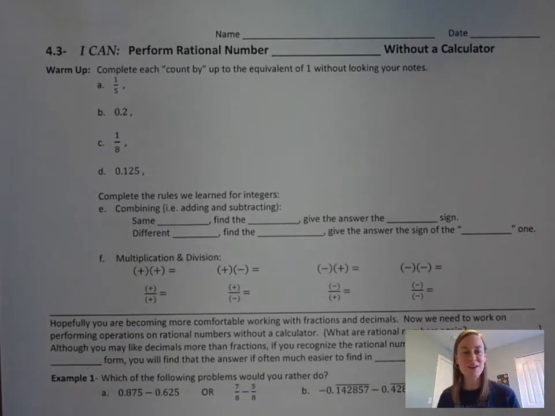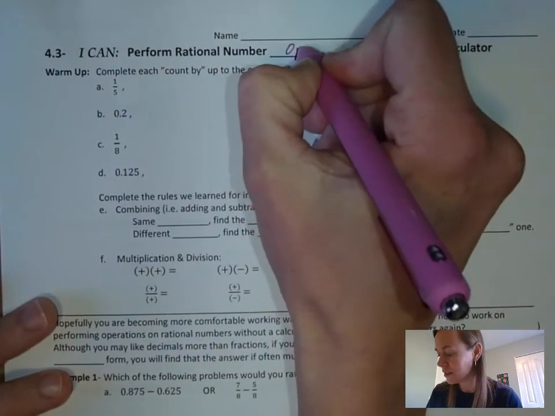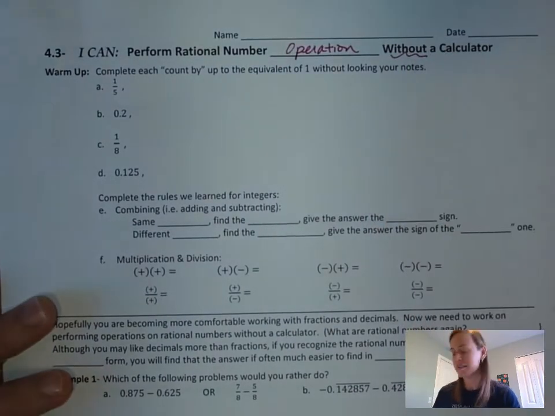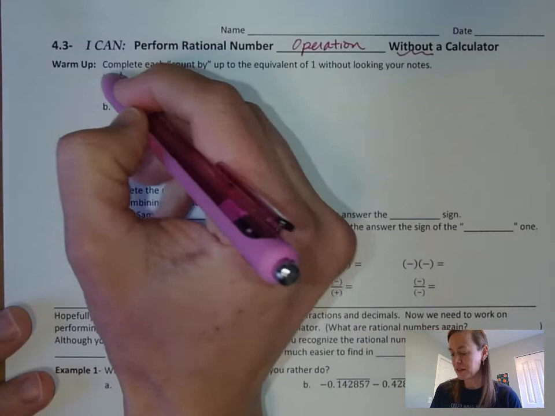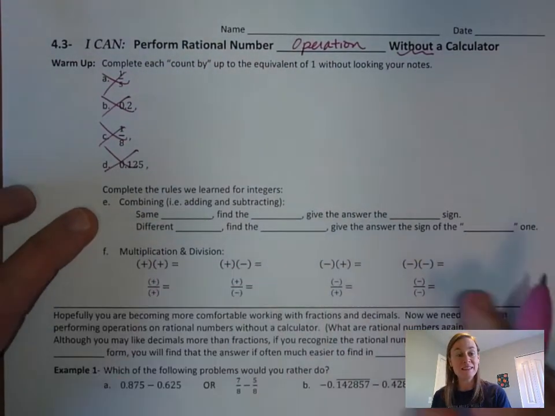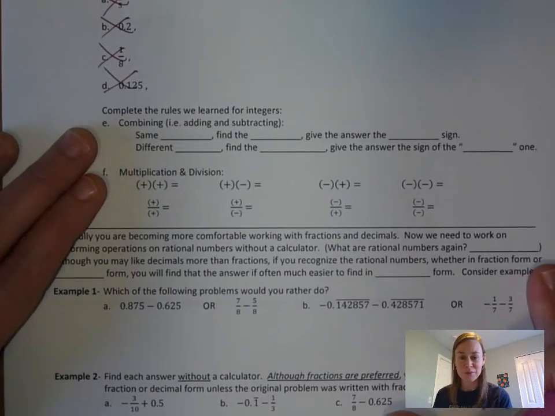Let's go ahead and get started with our I can statement. So today I can perform rational number operations without a calculator. Okay, so looking at the warm-up, we are going to skip some of these. We're going to go down to warm-up E. And this is just a little review for integers, but it's so important we don't want to skip it.